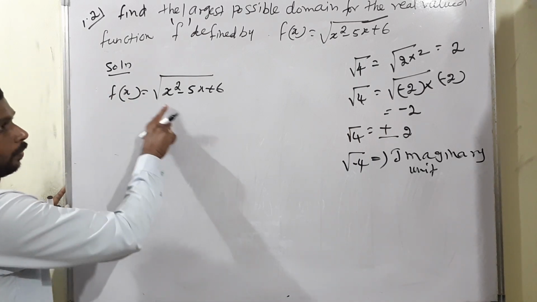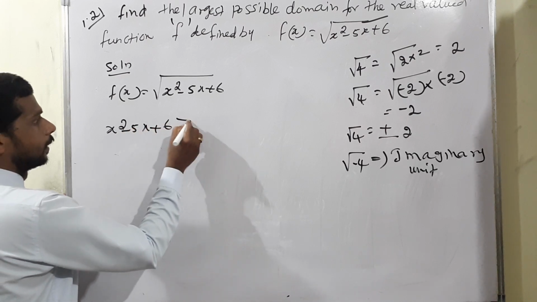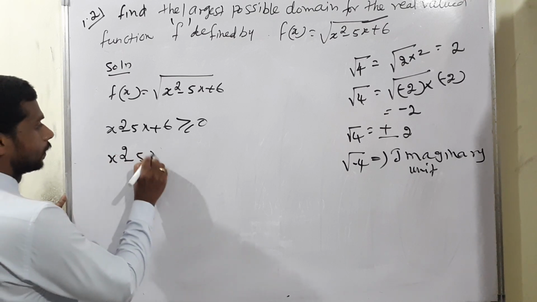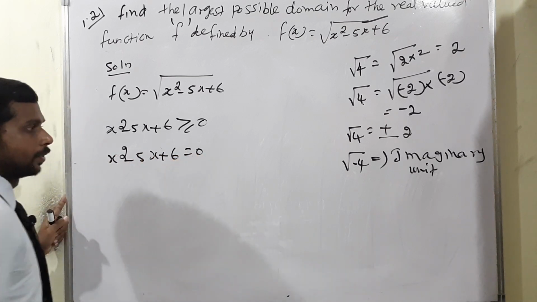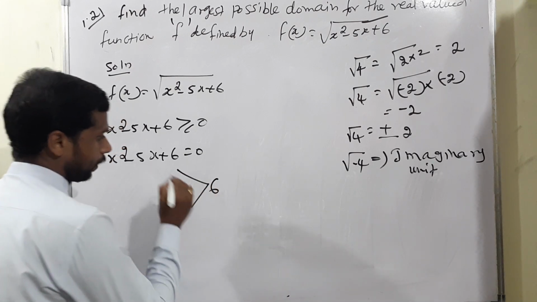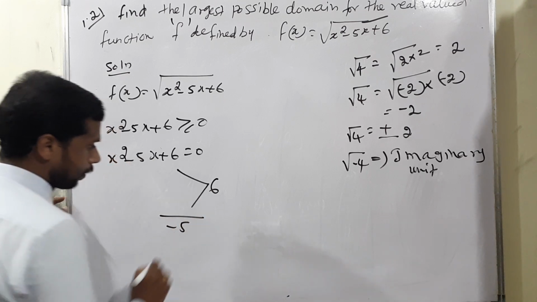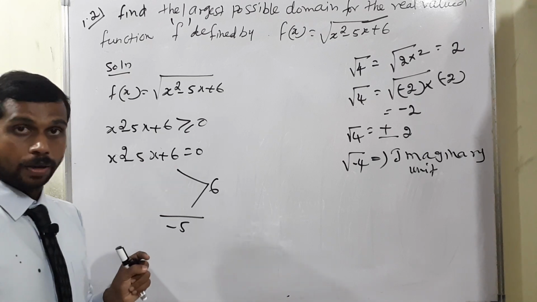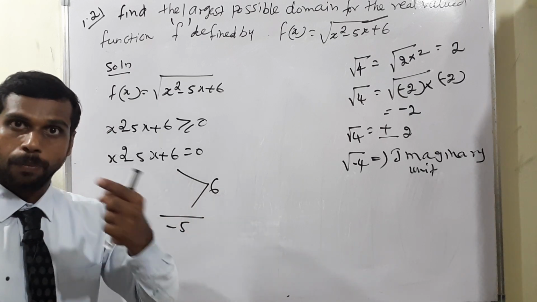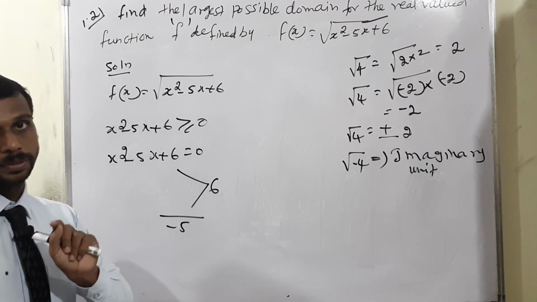Therefore, x square minus 5x plus 6 must always be greater than or equal to 0. So first consider equal to 0: x square minus 5x plus 6 is equal to 0. Use the sum and product rule. Product means positive 6, and sum means negative 5, isn't it? One important short trick in sum and product: if the product is positive, select two numbers of the same sign, whether positive or negative. But if the product is negative, select opposite signs.